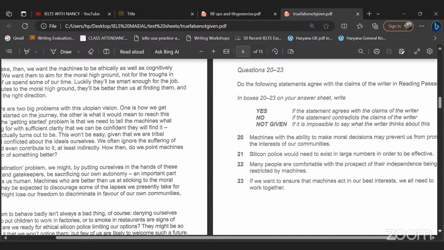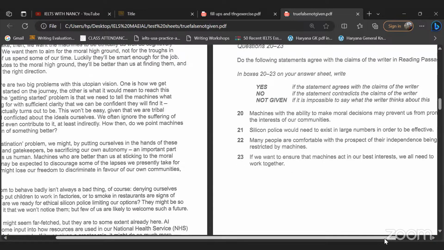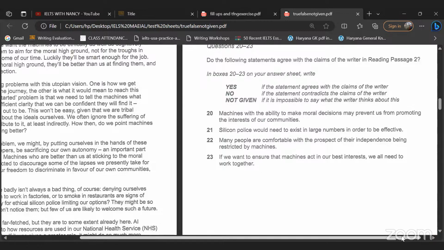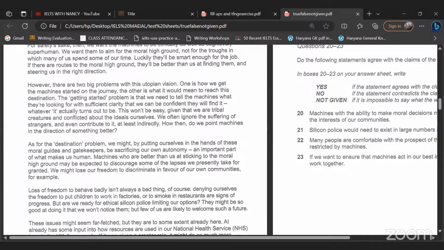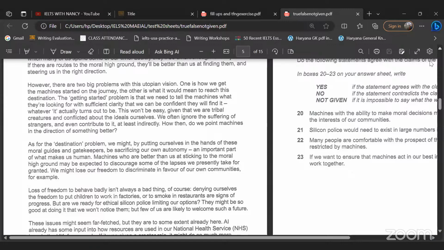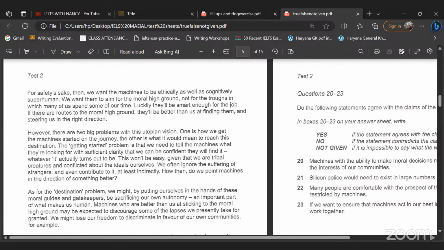Let's look at the 21st question now. Silicon police would need to exist in large numbers in order to be effective. Silicon police, second part, existing in large numbers. Third part, in order to be effective. Have they mentioned anything about silicon police?